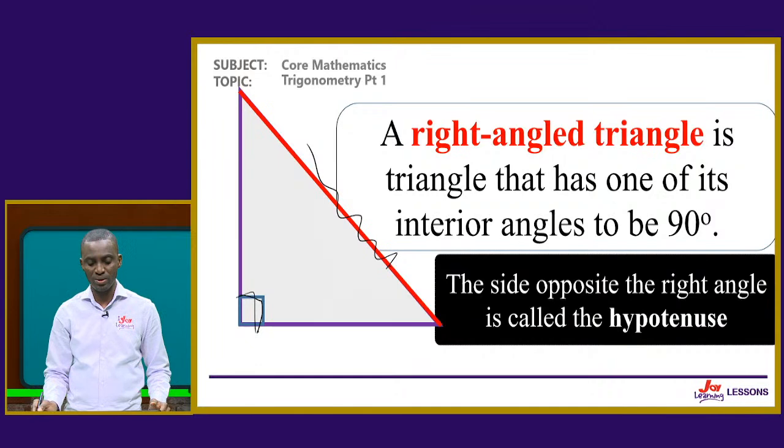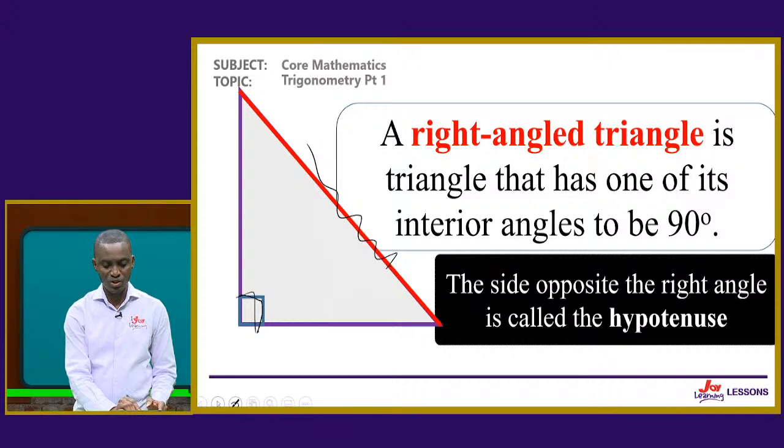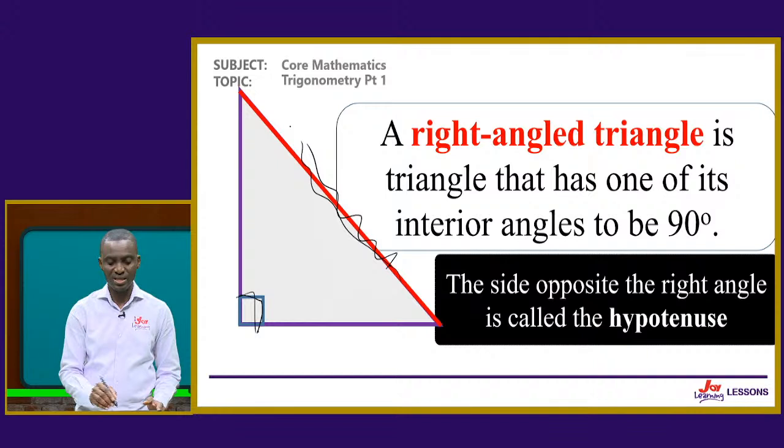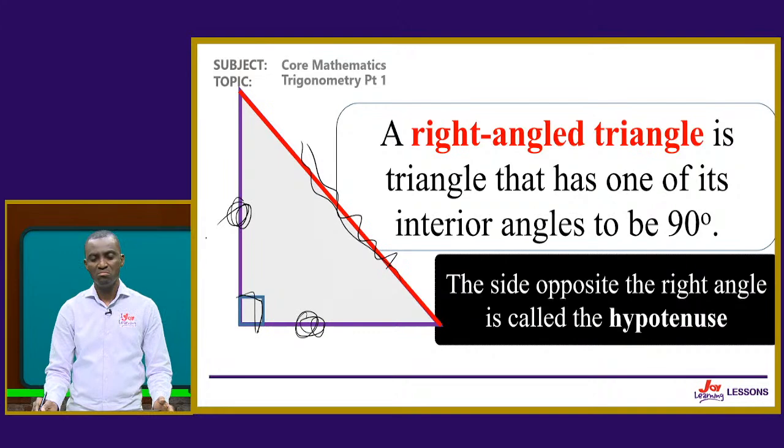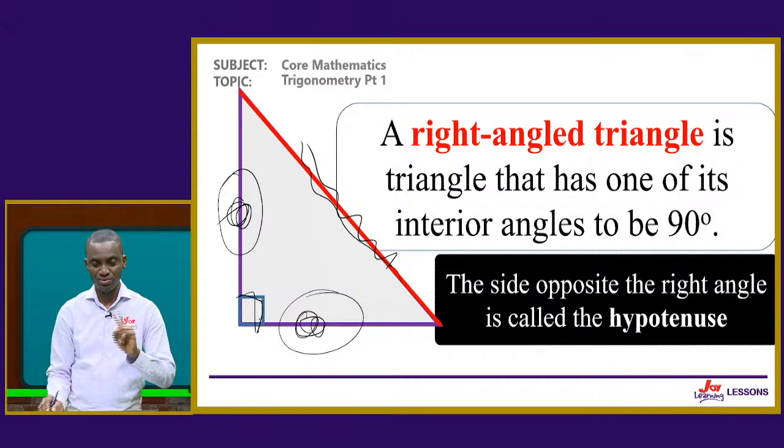Now, if this side is the hypotenuse, then what is the name of this side and what is the name of that side as well? Some students will conclude and tell you that this is the opposite and this is the adjacent. No, that is not true. When we pick a right angle triangle, the only side that is known is the hypotenuse. The other two sides, we just call them the other sides.